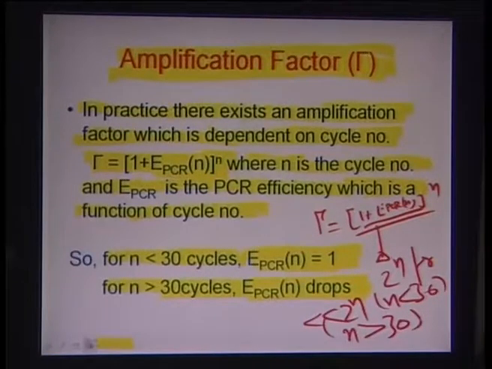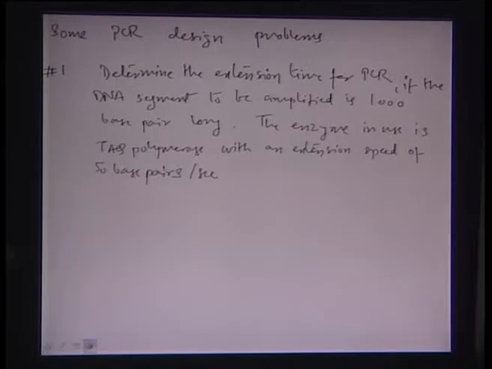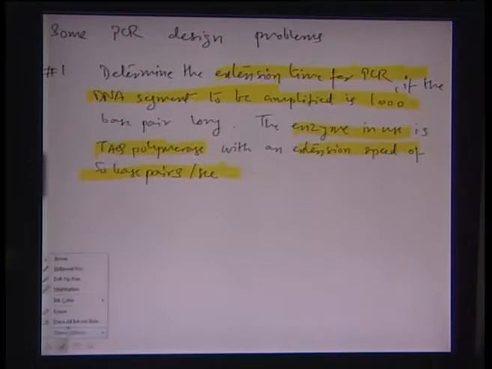Let us just look at some examples. Let us say we want to determine the extension time for a PCR process, and what is given is that the DNA segment to be amplified is about 1000 base pairs long, and the enzyme in use is Taq polymerase, which has an extension speed of about 50 base pairs per second. So the time it would take for the extension is around 20 seconds.